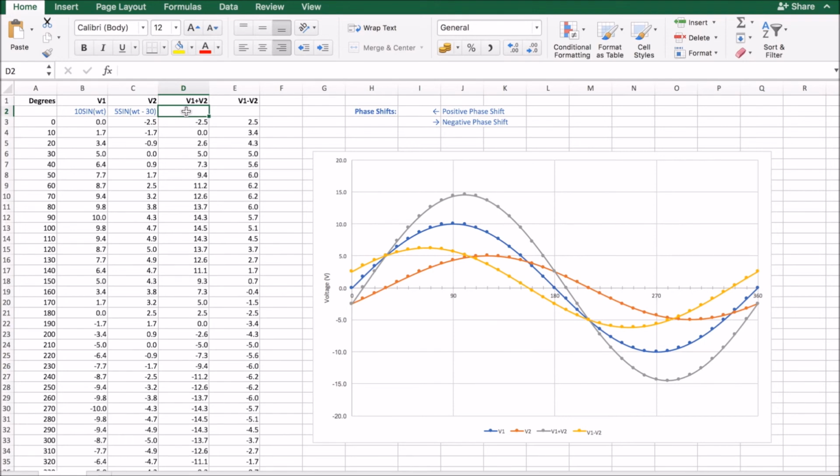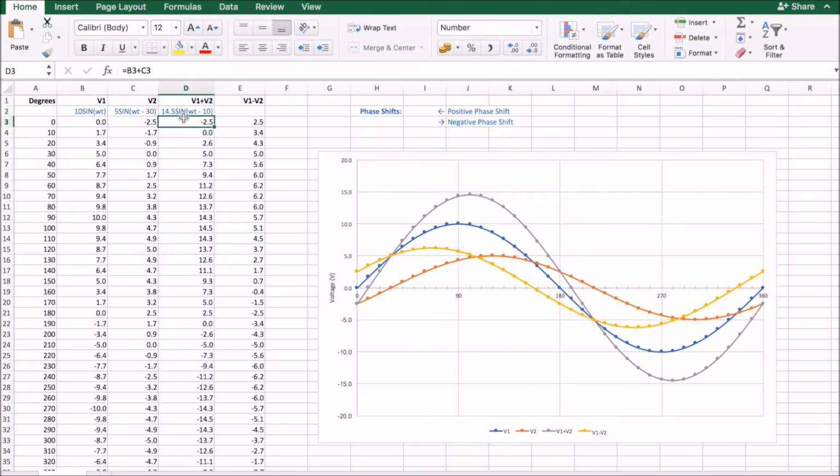In this case, we said it has an amplitude of 14.5. It's still a sine wave. So 14.5 sine omega t minus 10. So that's our new formula there for V1 plus V2. Let's apply the same method to V1 minus V2, our yellow trace here.